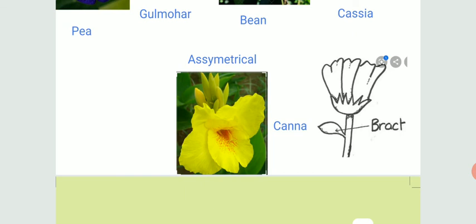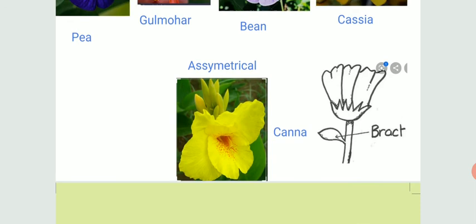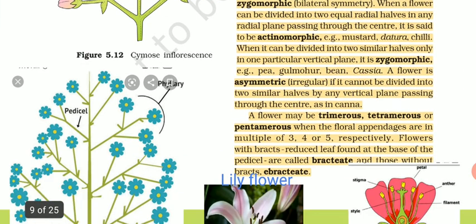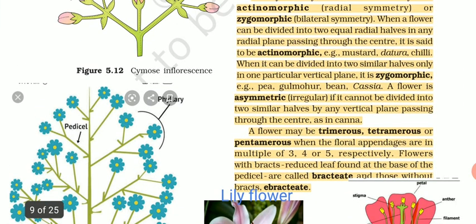This is known as bract, B-R-A-C-T. If the flowers contain this bract, a leaf-like structure, we call the flowers bracteate. But if this is absent, we call them ebracteate. So this was about symmetry. You have to remember actinomorphic, zygomorphic and asymmetric. I have given the pictures of the different kinds of flowers so that you can easily remember them.